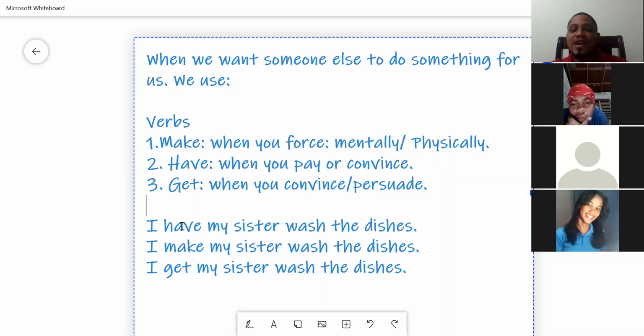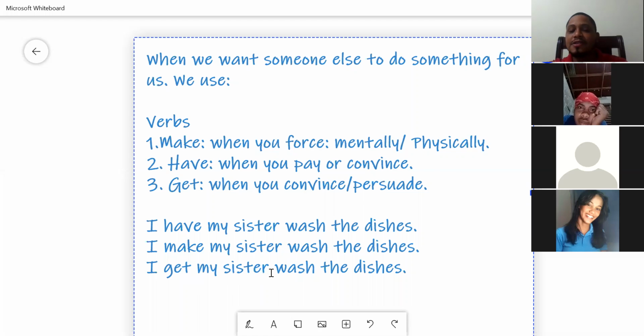Look, when you use have in this situation, you don't have to use the particle to. You see here, you don't say I have my sister to wash. You don't use the infinitive after have, you see? I have my sister wash. In make, it is the same thing. So you don't say, I make my sister to wash. Instead, you say, I make my sister wash. You see, the particle to is not accepted in here.